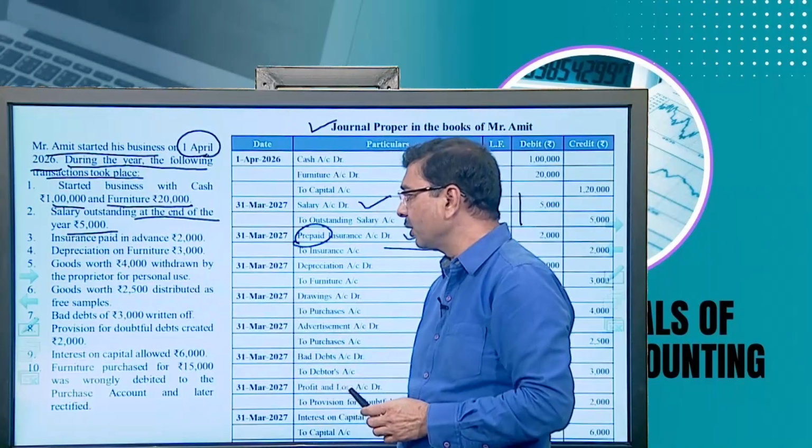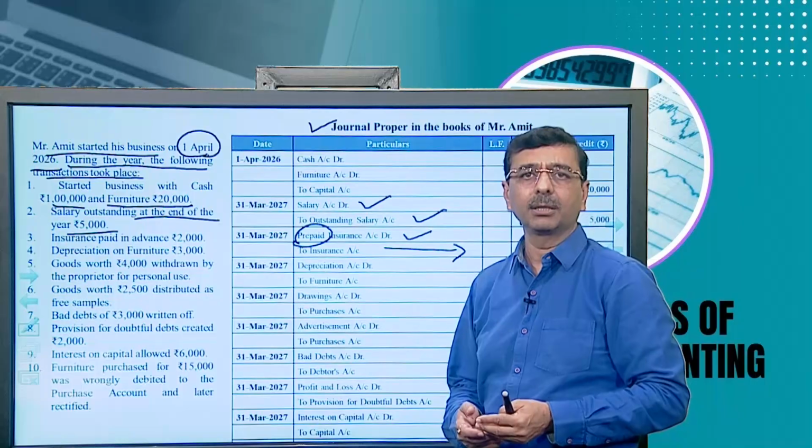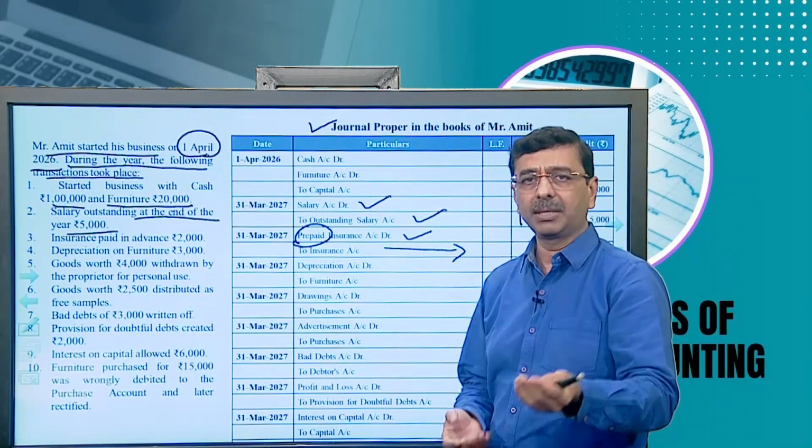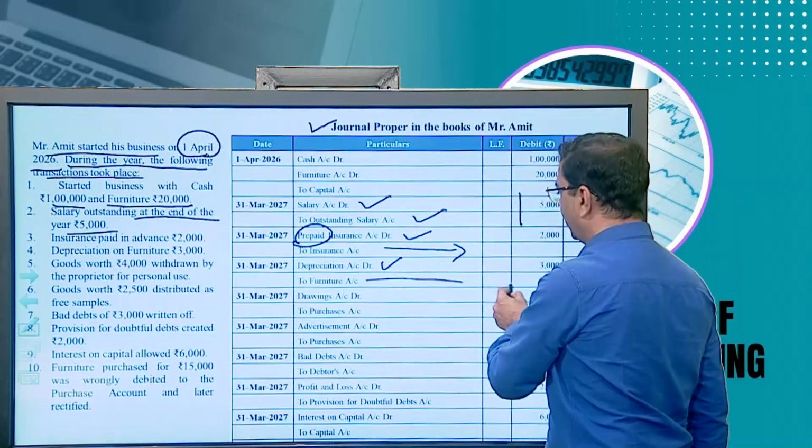Next is depreciation on furniture. Depreciation is an expense. It's a non-cash expense, but it's an expense. So depreciation account debit to furniture account.